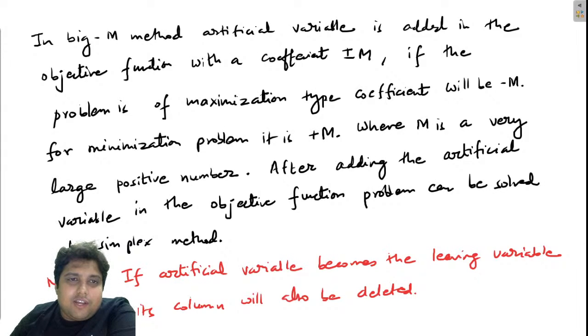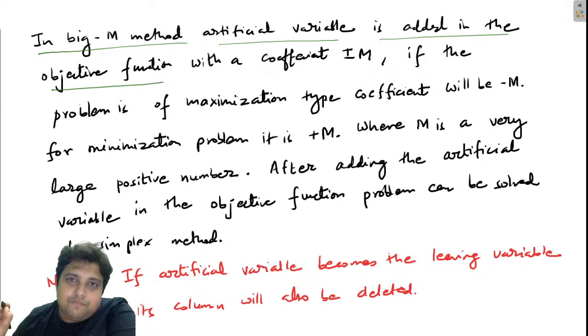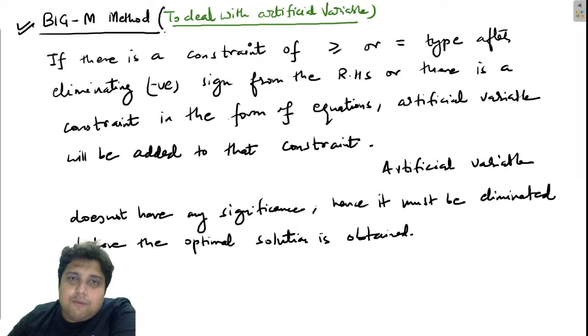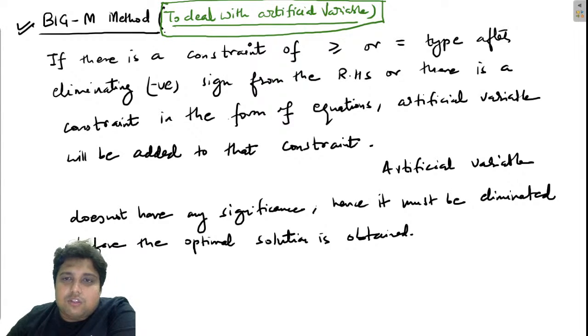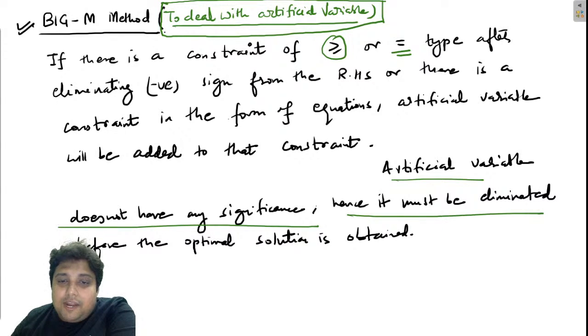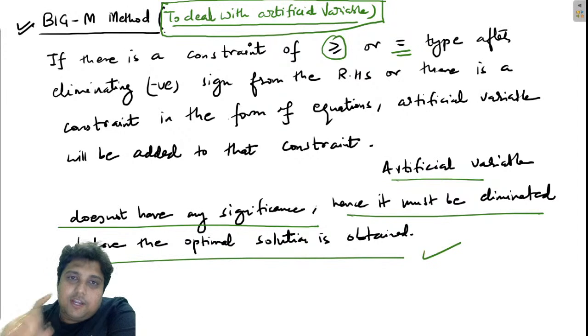So basically, what I have written here is that in Big M method, artificial variable is added in the objective function. What is Big M method? It is the method with the help of which we will deal with the artificial variable. Because there was a greater than or equal to type constraint, artificial variable got introduced, but artificial variable does not have any significance, hence it must be eliminated before the optimal solution is obtained. So in order to make arrangements for the elimination of this artificial variable, we use the Big M method.